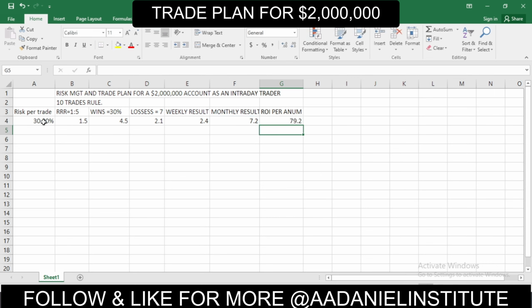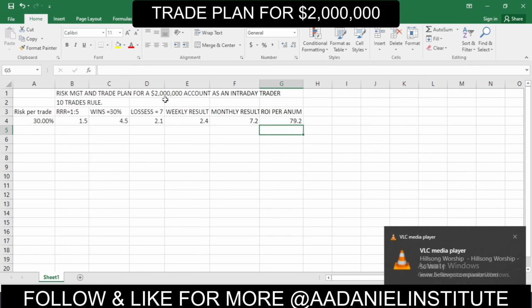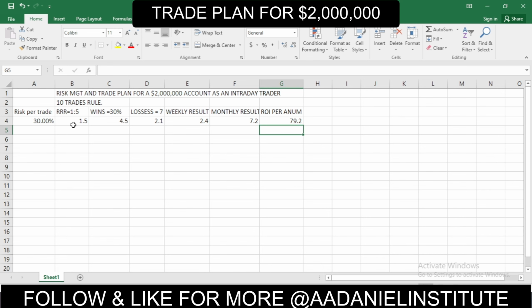So which means it's a constant risk per trade of 0.3% of your account, that is of your $2 million. That shouldn't be much, right? 0.3% of your account, which means you are risking $6,000 per trade. $6,000 on a $2 million account. Can you see that? This is what you will have in a year for a 30% win rate. That is having 3 good wins out of 10 trades. You get that on a weekly basis.